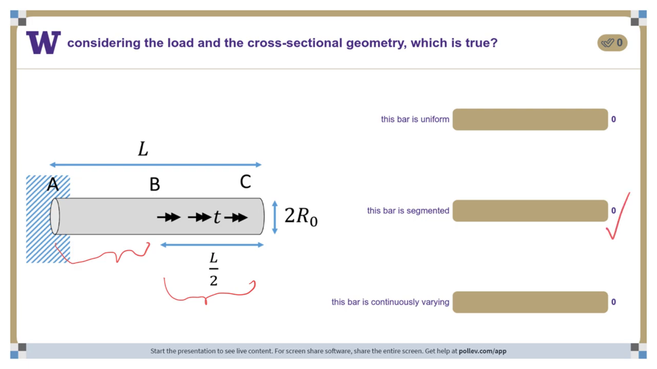But within this second segment, it's also continuously varying because the distributed torque will cause an increase of the internal torque as one moves along the bar. So even though the distributed torque in this case is at a uniform density, it's still a distributed load, which creates a continuously varying bar.